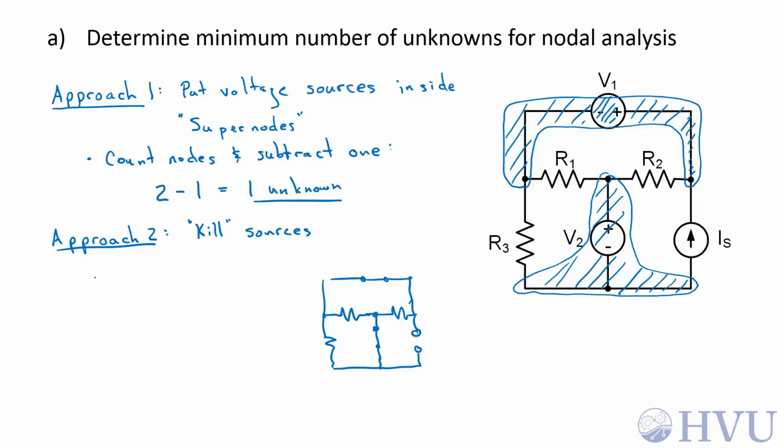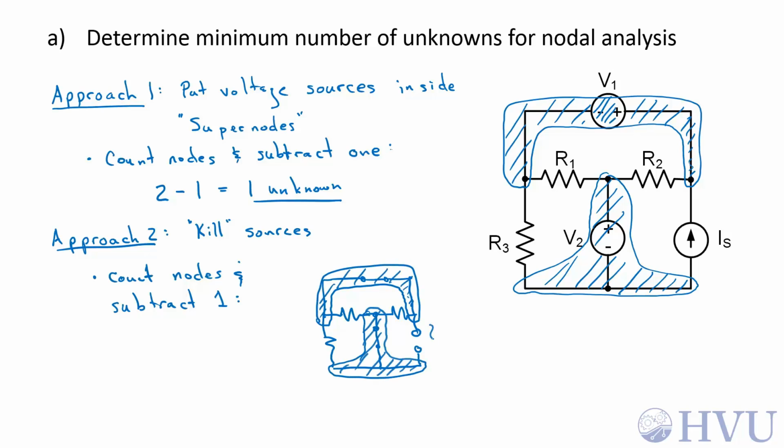Now after we've done that, we again just count the nodes and subtract 1. Perfect conductors can go inside nodes, so this is again just one node, and this is just one node. The voltage difference across this open circuit is unknown, so this node and this node can be at different voltages. So again, we have 2 nodes. We subtract 1 from that, and this results in 1 unknown. Doesn't matter which approach you use, they should both give you the same answer.